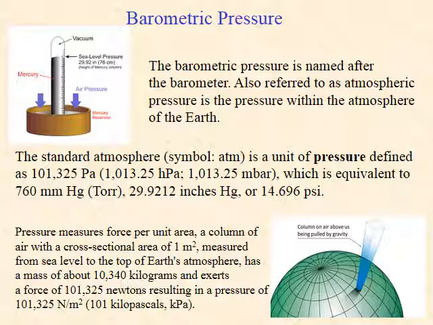Pressure measures force per unit area. A column of air with a cross-sectional area of 1 meter squared, measured from sea level to the top of Earth's atmosphere, has a mass of about 10,340 kilograms and exerts a force of 101,325 newtons, resulting in a pressure of 101,325 newtons per meter squared.